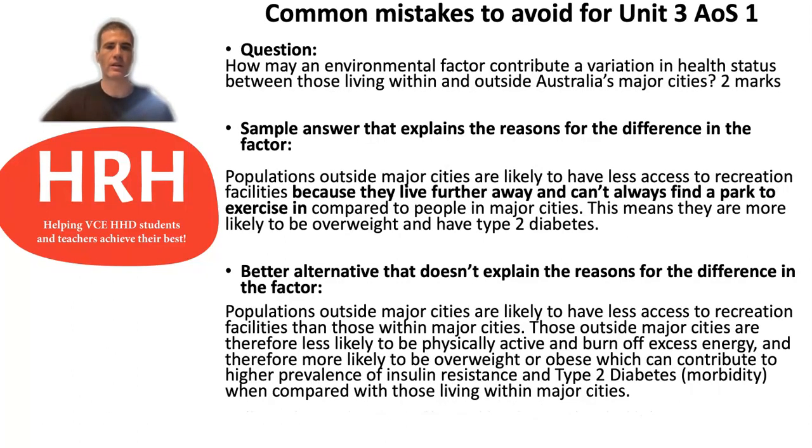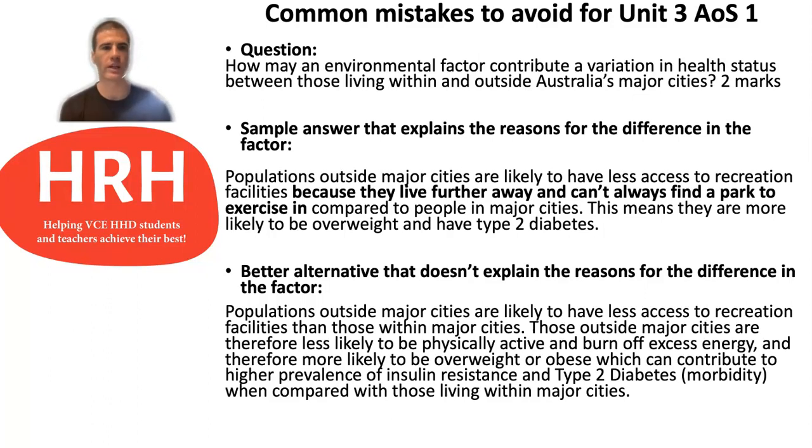So the easiest way to look at this is probably by looking at a question and a couple of sample answers. For example, this question here is asking how may an environmental factor contribute to a variation in health status between those living within and outside Australia's major cities, which could be worth 2 marks. So you can see in the first sample answer, it mentions that populations outside major cities are likely to have less access to recreation facilities.